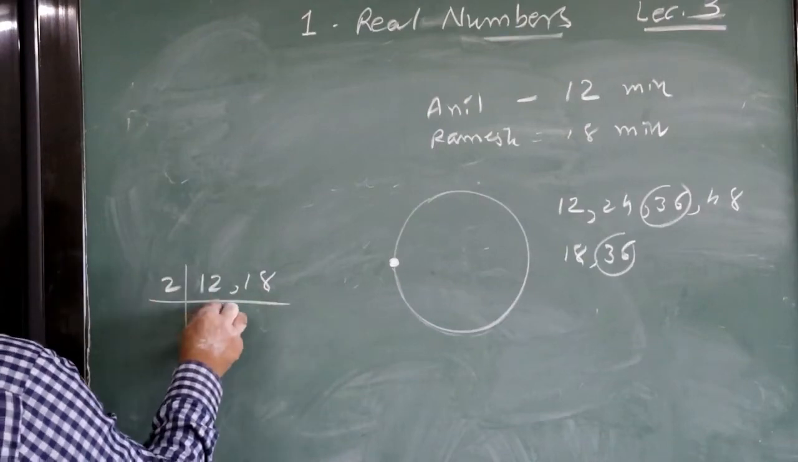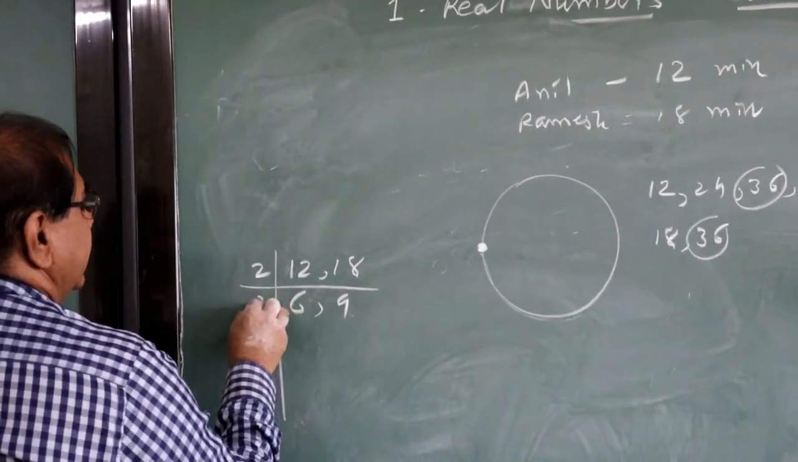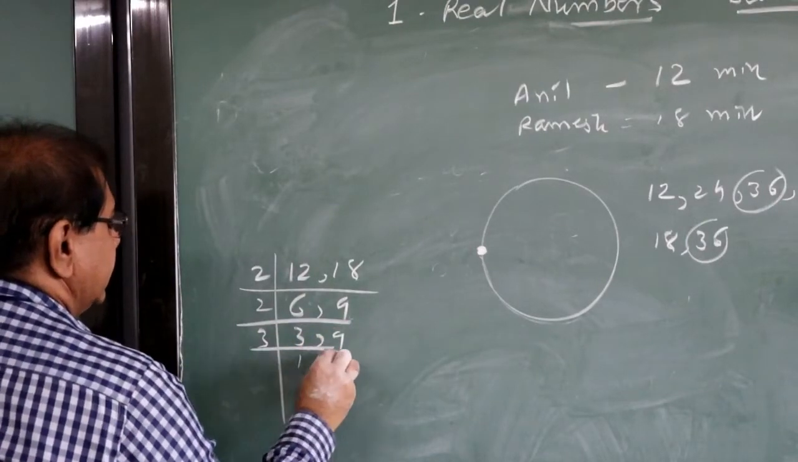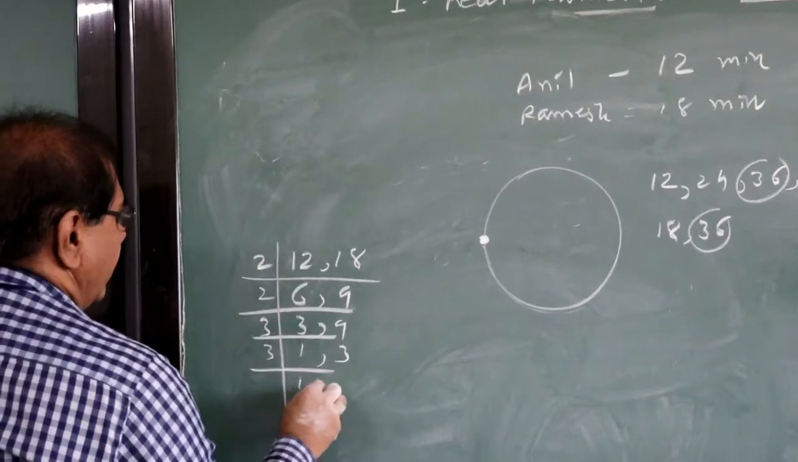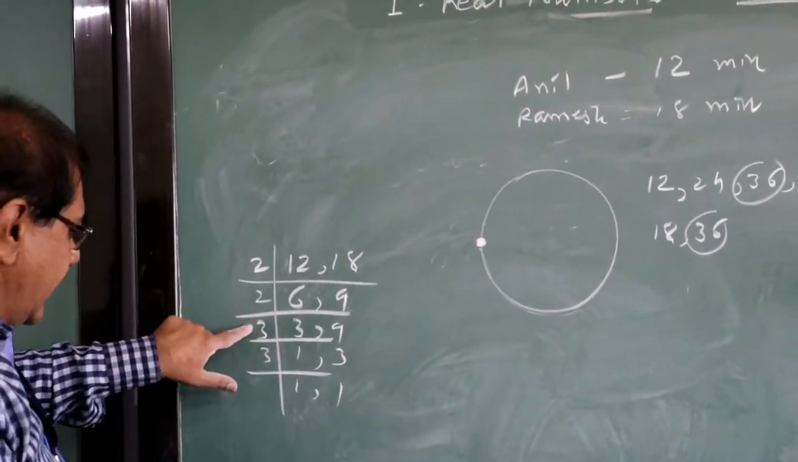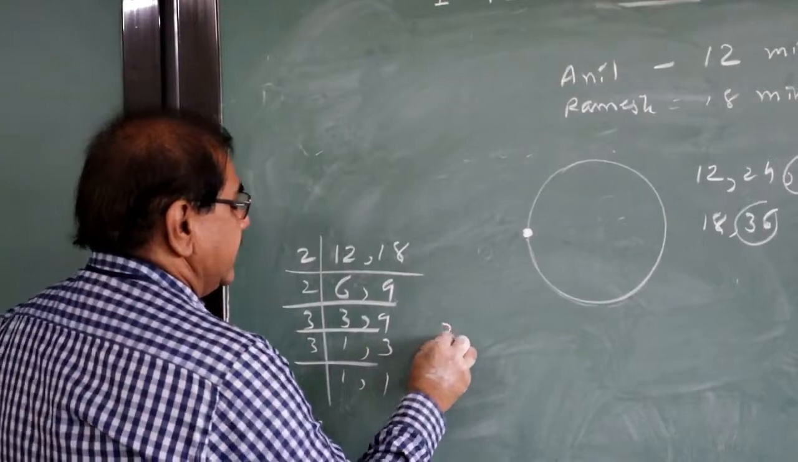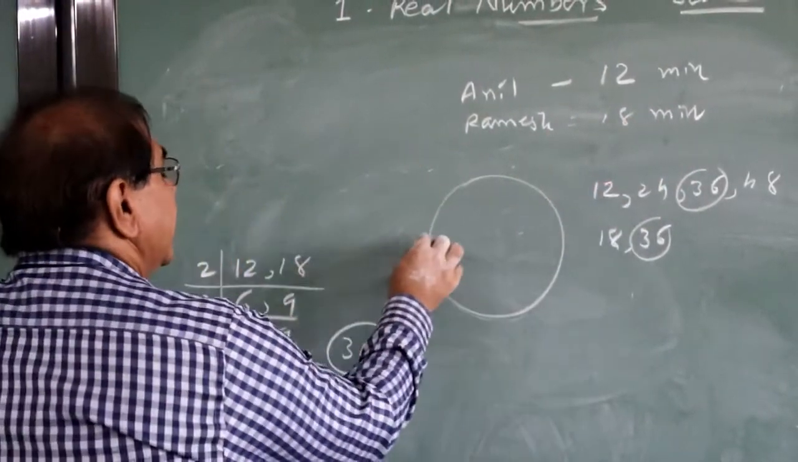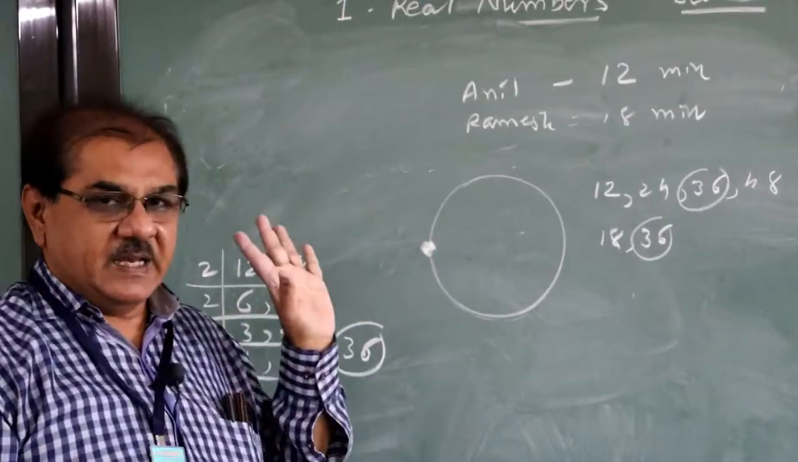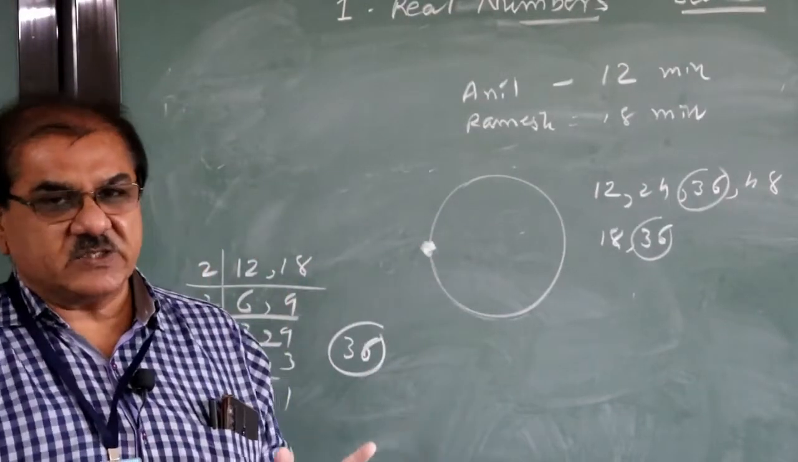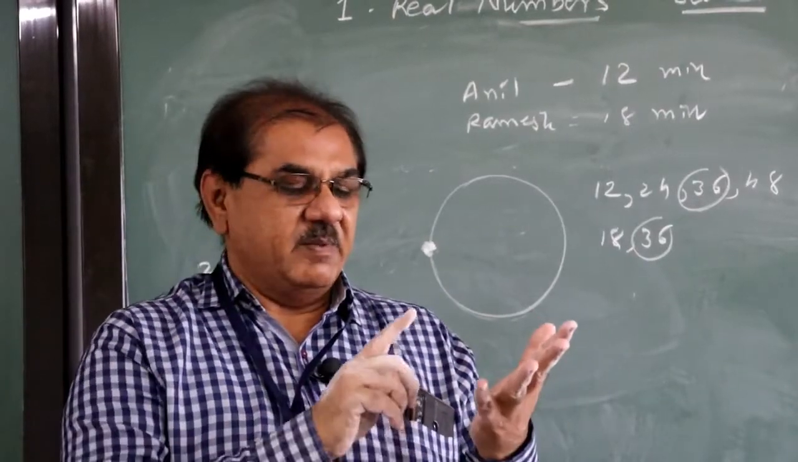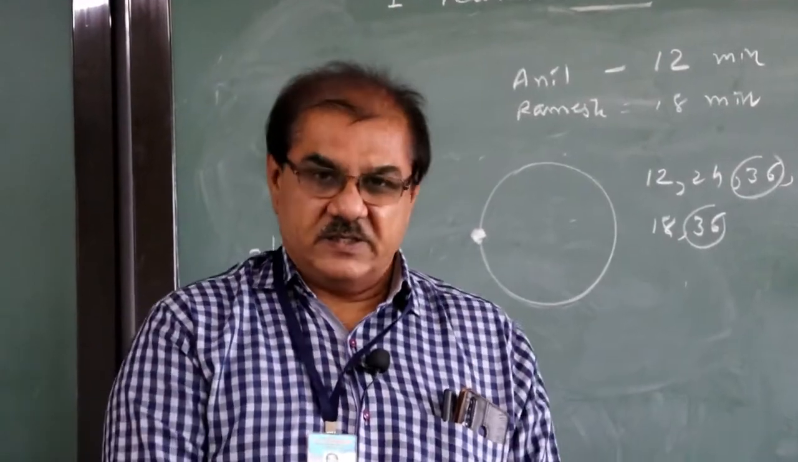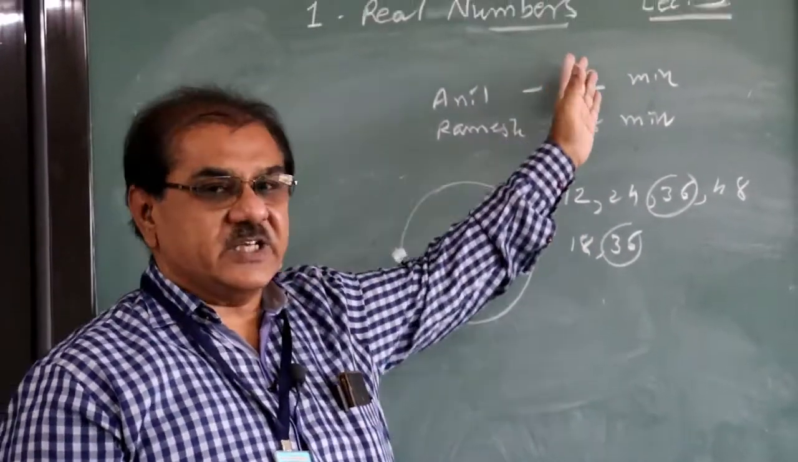I start with 2. 2 sixes are 12, 2 nines are 18. 2 threes are 6, 9 as it is. 3 ones are 3, 3 threes are 9. 3 ones are 1. So 3 threes are 9, 2 nines are 18, 2 eighteens are 36. So after the completion of 36 minutes, they will get together again at the same spot, that is the beginning. So this type of many questions you can solve using this formula, theorem number 1.1, theorem number 1.2 and theorem 1.3. Okay, that is enough for this lecture 3.